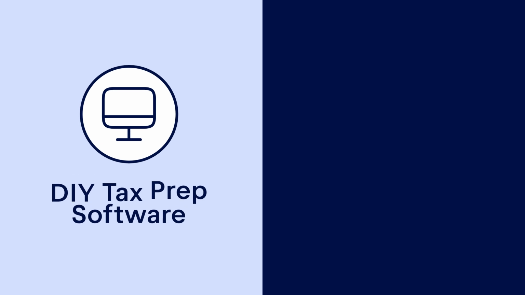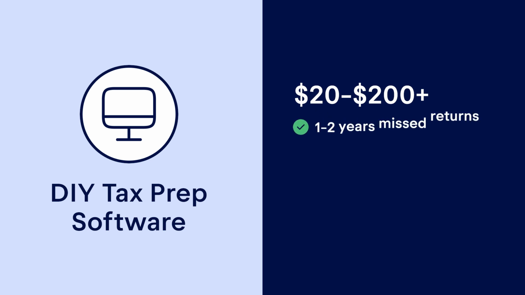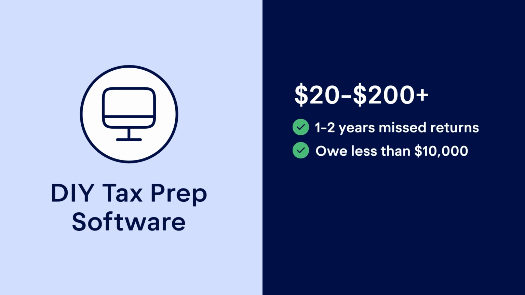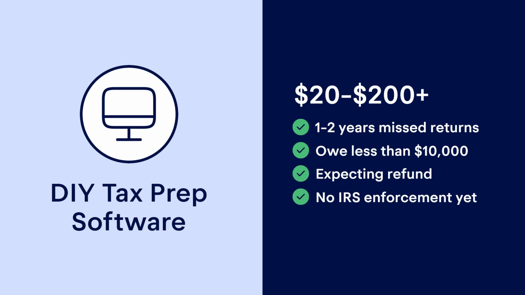The first method is DIY tax prep software like TurboTax or Free Tax USA. This typically costs $20 to $200 and is best for people with 1 to 2 years of missed returns who owe less than $10,000 to the IRS, may be expecting a refund, or haven't received IRS notices yet. The downside to doing it yourself is limited professional tax guidance, which may expose you to mistakes that could cause further headaches down the line.